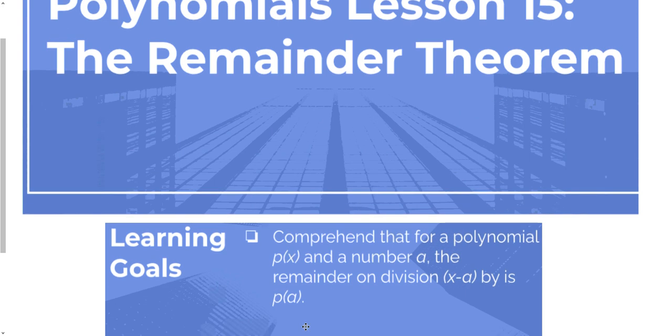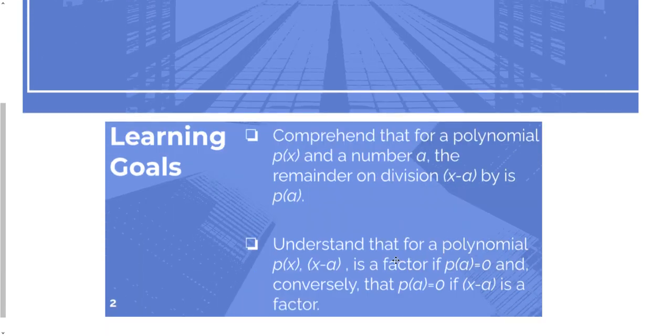Some of the definitions here, there's a big concept that we're going to look at. For a polynomial p of x and a number a, the remainder on the division by x minus a is p of a. Now, that might not make a whole lot of sense at first. What that's essentially saying is that the remainder of the division by x minus a is going to be p of a. Now, the rest of this, you kind of already know based on our work from the last one.